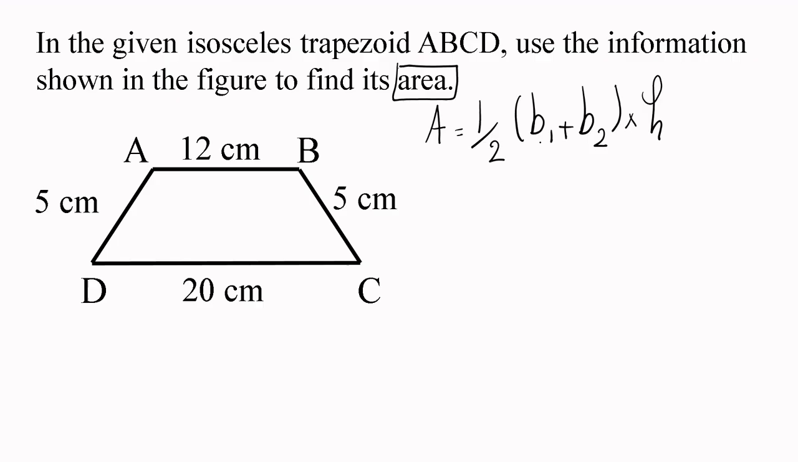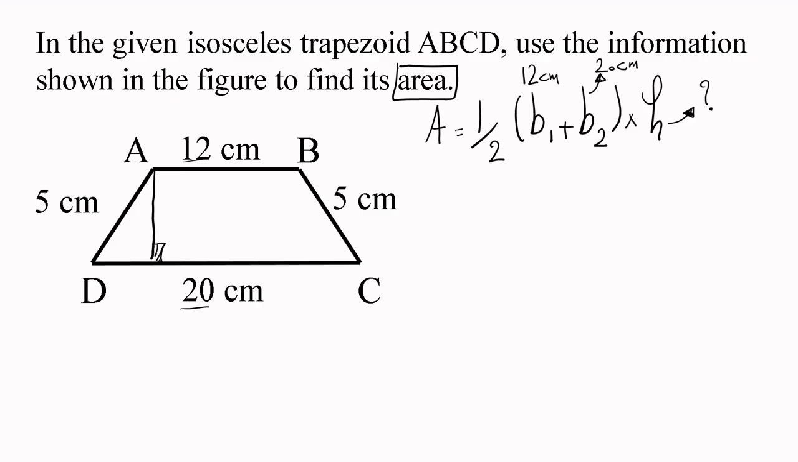Let's see, what do I have? Do I have B1? Yes, as you can see, the first base is 12 centimeters. So I have this value. What about B2? Do I have it? Yes, as you can see, it is 20 centimeters. I'm gonna write it here. But I do not have the height, so I must find the value of the height. I'm gonna draw this height.